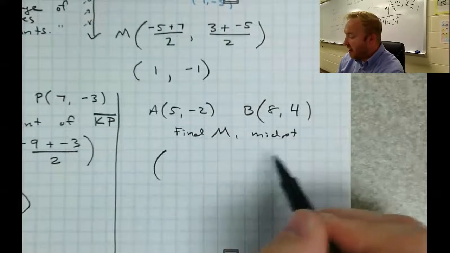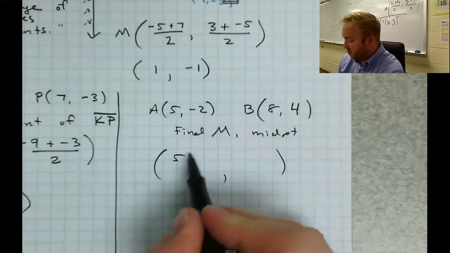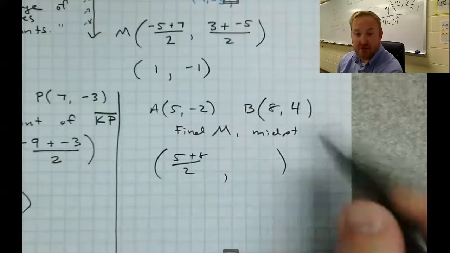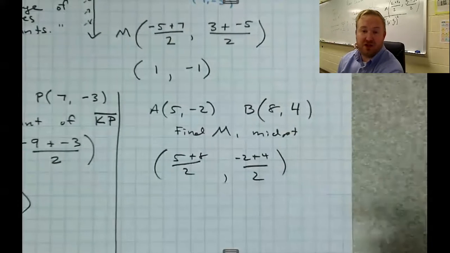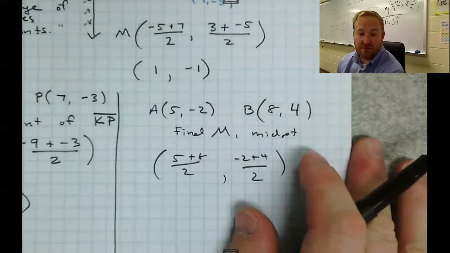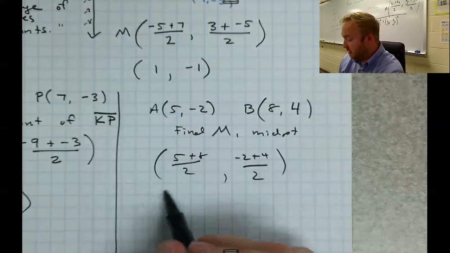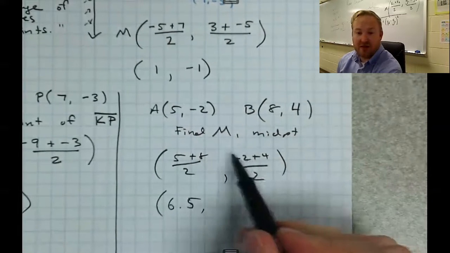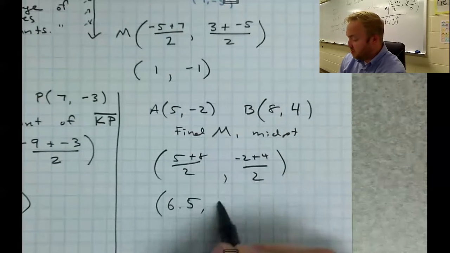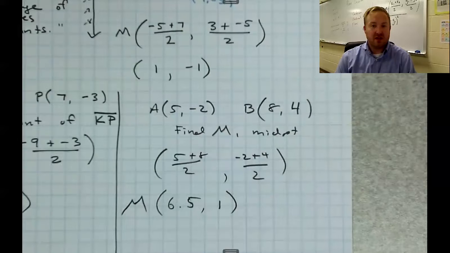Again, we're just going to add up the coordinates and divide by 2. So we'll add up the X coordinates, that's 5 plus 8, divide by 2. Add up the Y coordinates, -2 plus 4, divide by 2. We're just doing an average, that's all there is to it. So 5 plus 8 is 13, 13 divided by 2, 6.5. -2 plus 4 is 2, 2 divided by 2, 1. There are the coordinates of my midpoint. Okay, so quick and easy, no big deal.